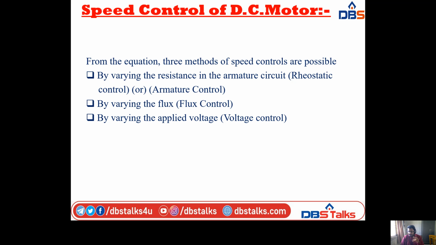Actually, in your syllabus we have only two speed control methods, that is the armature control method and the flux control method. That's why I am not discussing the third method, that is varying the applied voltage, voltage control. Why? Because this is not in your syllabus. In this class I am going to discuss the flux control method and the armature control method. Firstly, we will see the armature control.